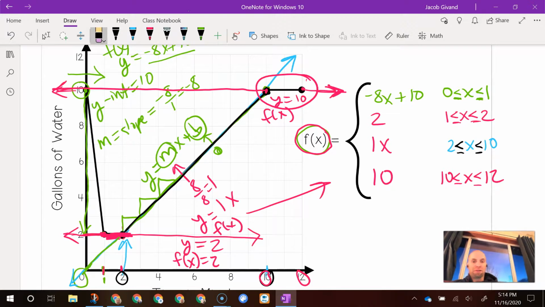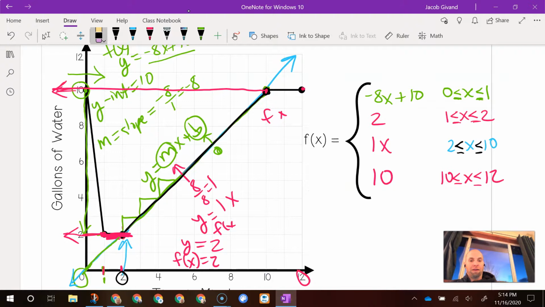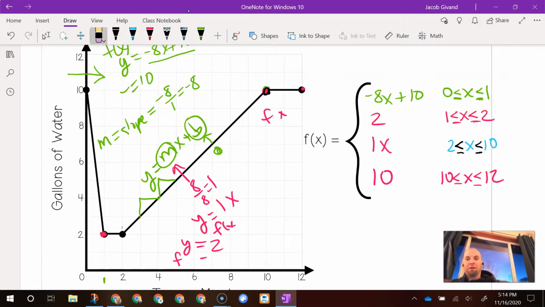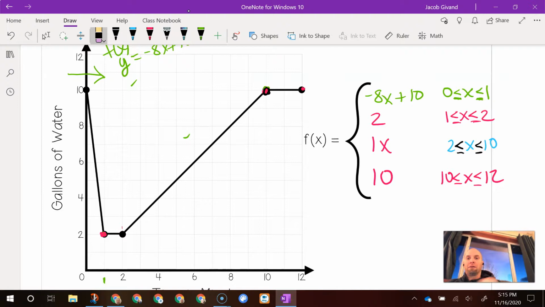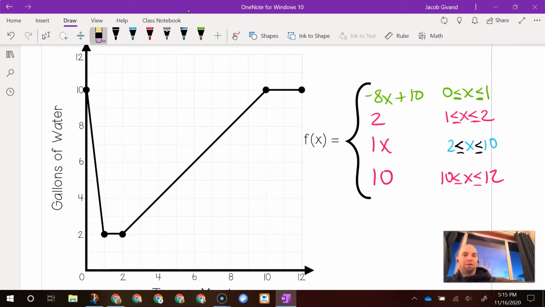I'm going to erase a bunch of stuff just to get rid of all this, except for my answers. I just want to make sure we know. Let's pull all this together. All right, so here we go. I've gotten rid of it all. Just want to summarize for you. So let's go ahead. We'll go with green here.